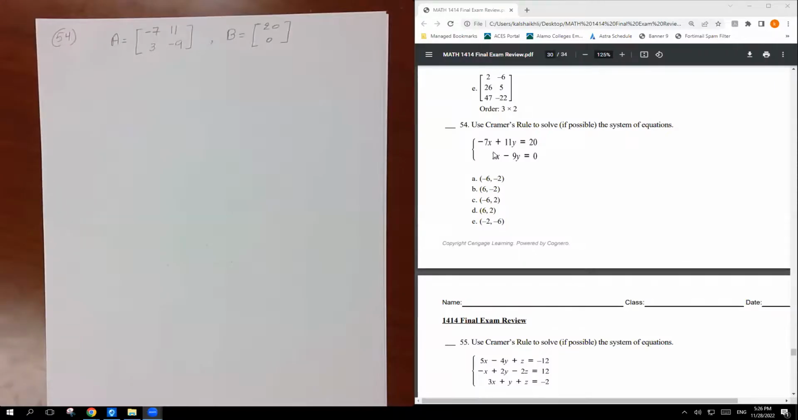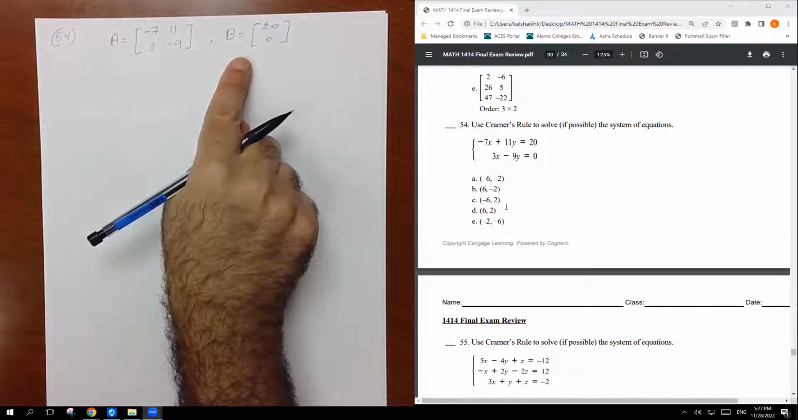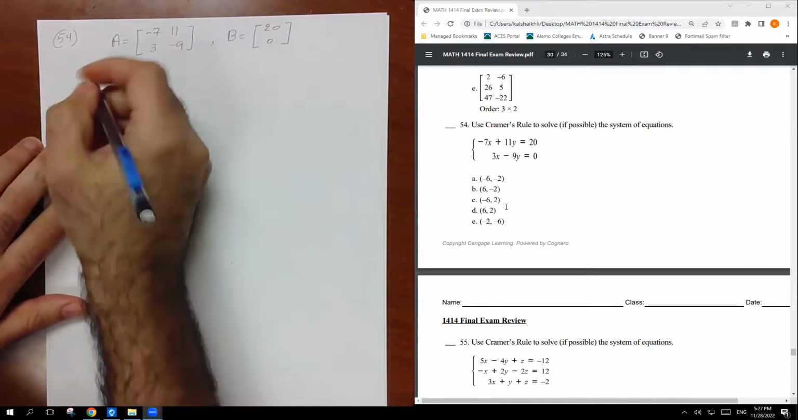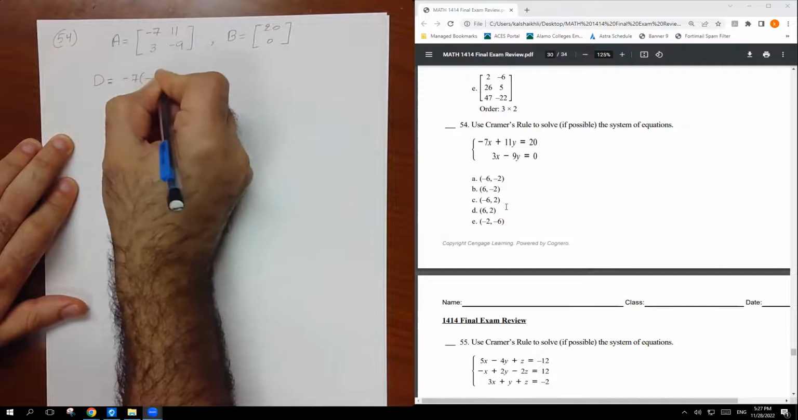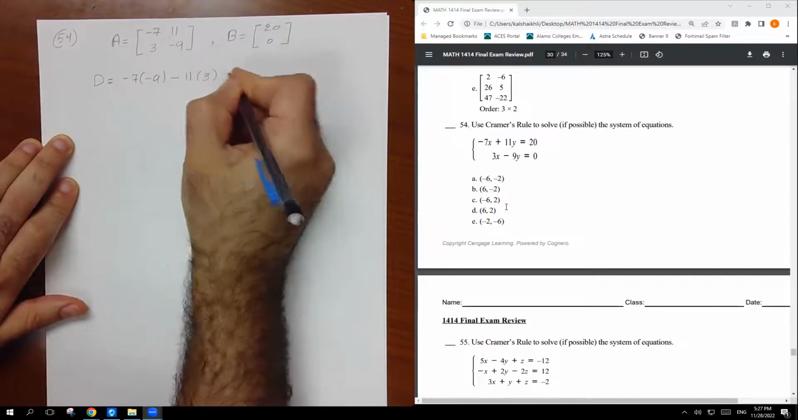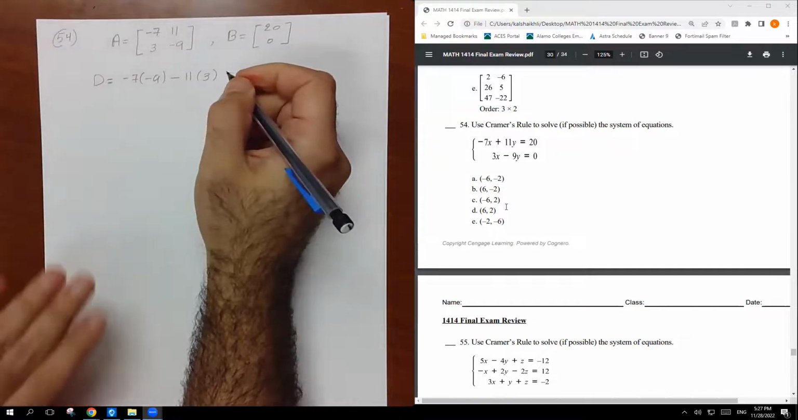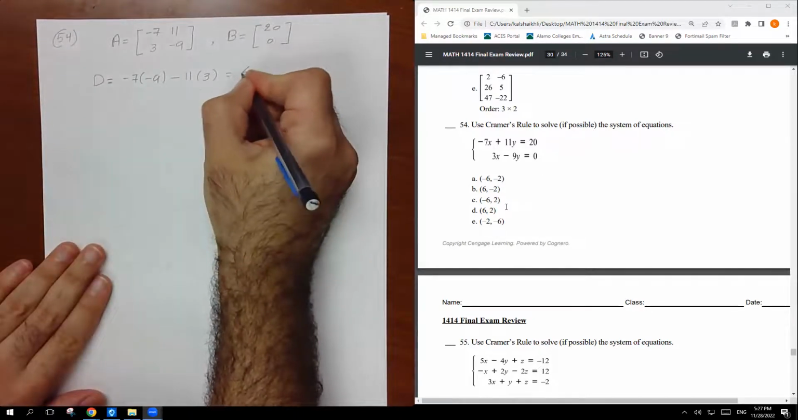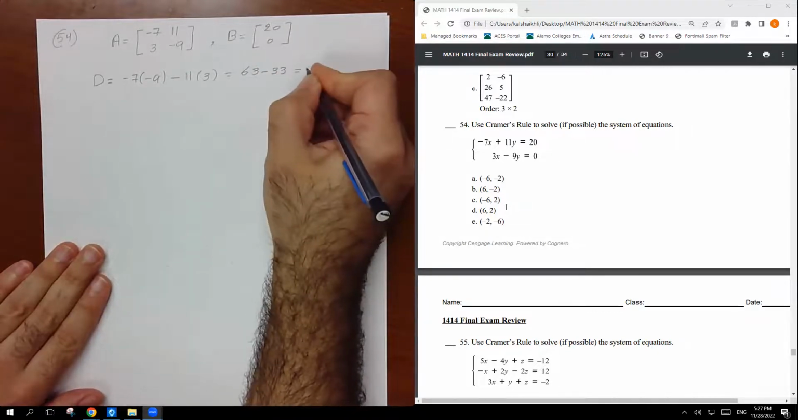So 54, I'm going to use a Cramer's rule to solve, if possible, the system of equations. So I already write down A, and here is the matrix B. So the first step, I'm going to find the determinant for the matrix A. So D is going to be equal negative 7 times negative 9 minus 11 times 3. So it's going to be 63 minus 33, and this is equal 30.